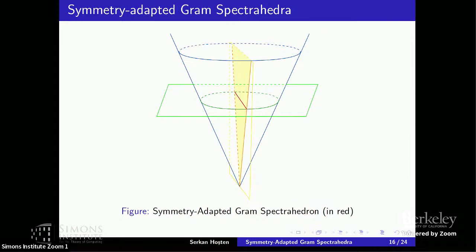That's the Gram spectrahedron. But then comes this other hyperplane, sort of grayish, greenish, which is a fixed point subspace. I intersect, and the intersection with the PSD cone is another cone right there. That's the symmetry adapted PSD cone. And if you intersect it further with the Gram spectrahedron, you get that red line segment, which is a symmetry adapted Gram spectrahedron. Much smaller, much nicer.